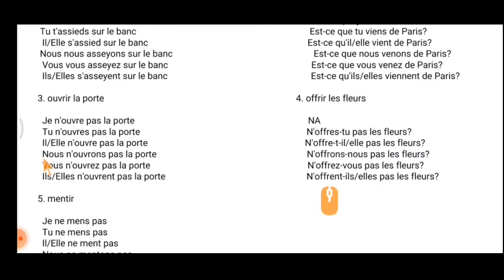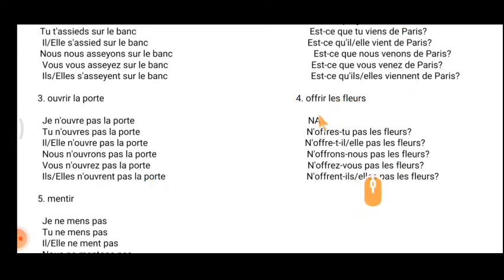And third one is ouvrir. Je n'ouvre pas la porte. Tu n'ouvres pas la porte. Il, elle n'ouvre pas la porte. Nous n'ouvrons pas la porte. Vous n'ouvrez pas la porte. Ils, elles n'ouvrent pas la porte.